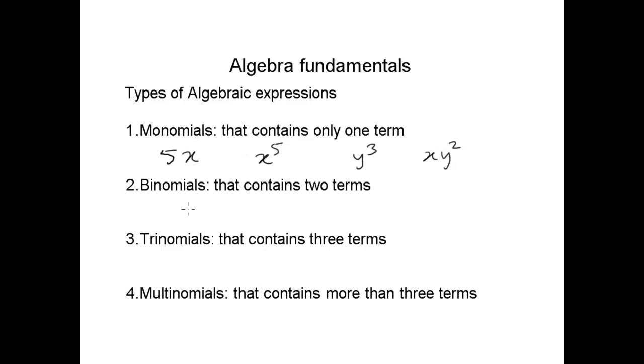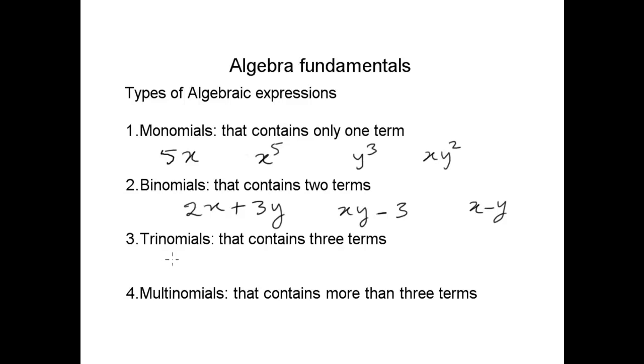The next one is binomial. A binomial is an algebraic expression which contains two terms. For example, 2x plus 3y, right? This is one term and this is one term, so you have two terms here. Or for example, xy minus 3, right? This is one term and this is a term which is a constant, so you have two terms. This is a binomial. Or you can say x minus y, right? Two terms.